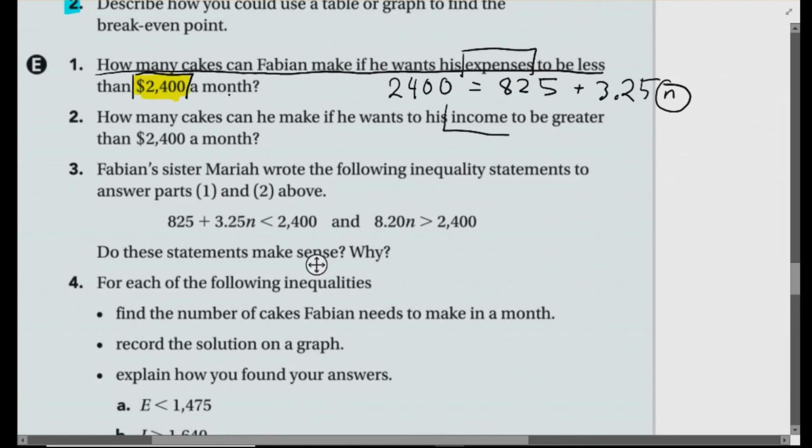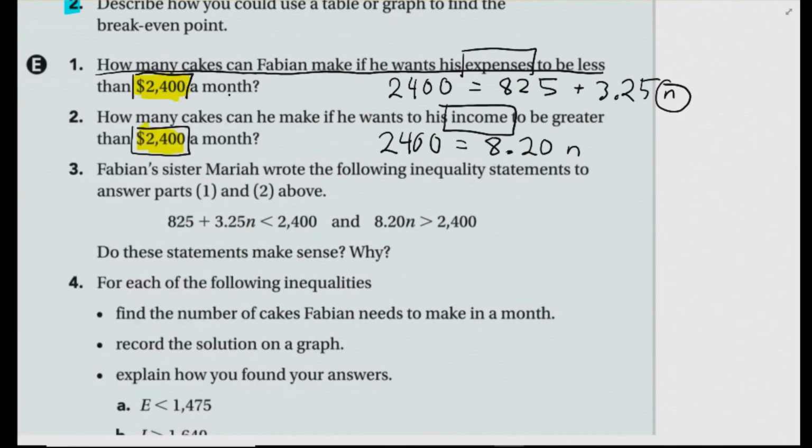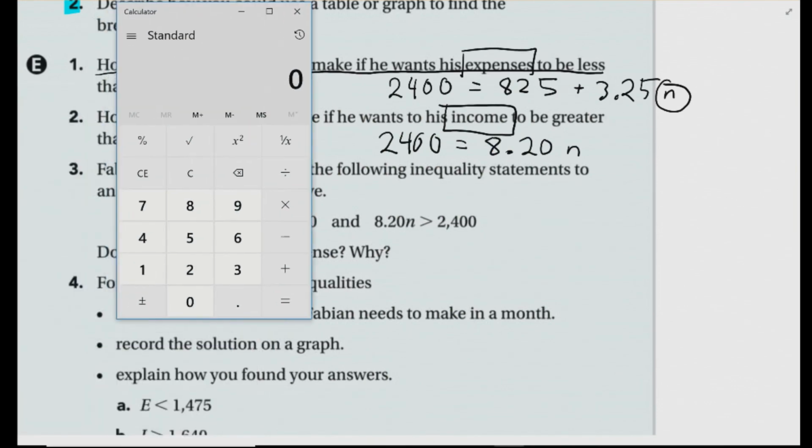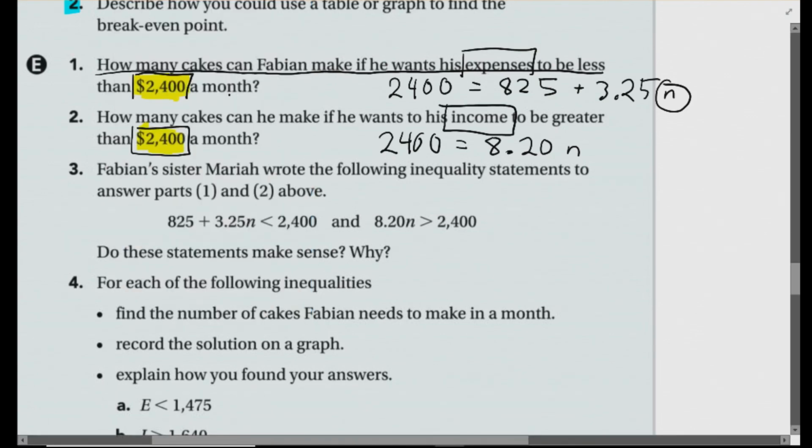On the other hand, we can do a very similar example. Income is greater than $2,400 a month. We know the formula for income is I is equal to 8.20 times n, and 2,400 should be representing your income. So once again, we're going to be replacing it. And let's actually solve this one. Let's pull up my calculator. So if we know 2,400 is equal to 8.20n, the inverse operation would be to divide by 8.20.